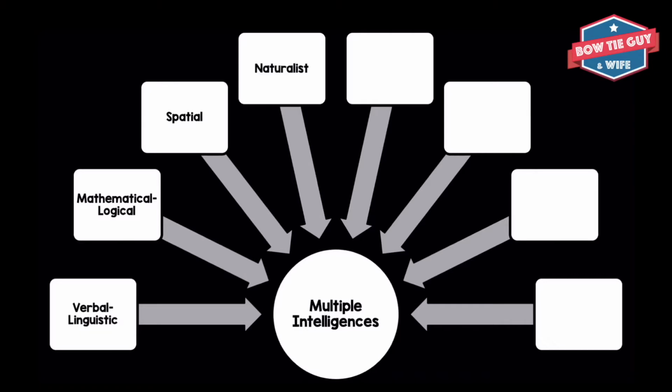The naturalist intelligence, that is a student who is able to recognize flora and fauna and make distinctions in the natural world. Students who are musically intelligent show sensitivity to pitch, timbre, and the rhythms of sounds. Bodily kinesthetic intelligent students are students who use their body to solve problems, convey ideas, and emotions. Next, if a student is interpersonally intelligent, they work effectively with others. They tend to understand their motivations.